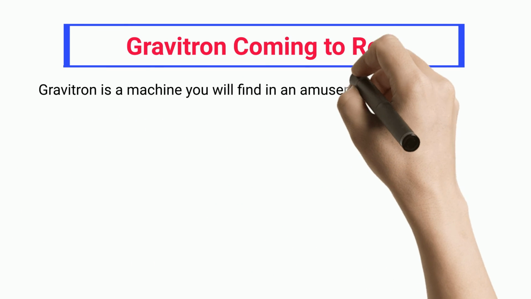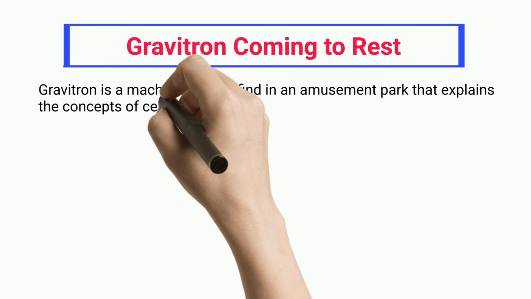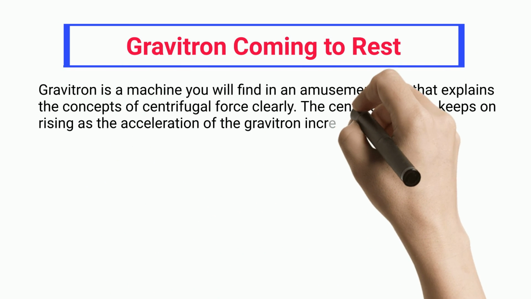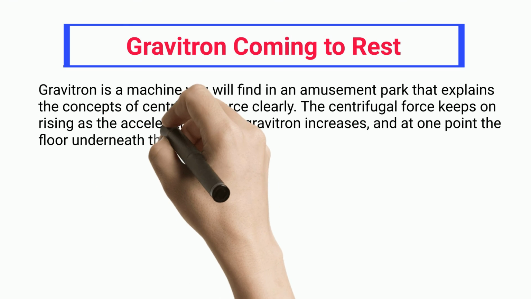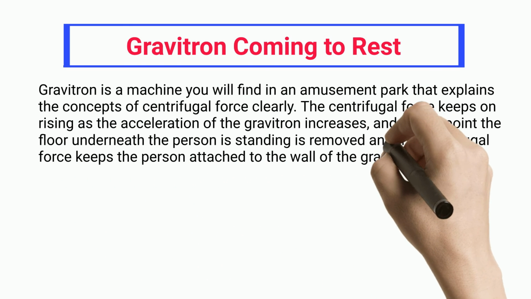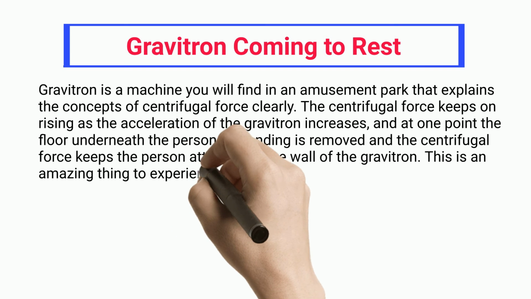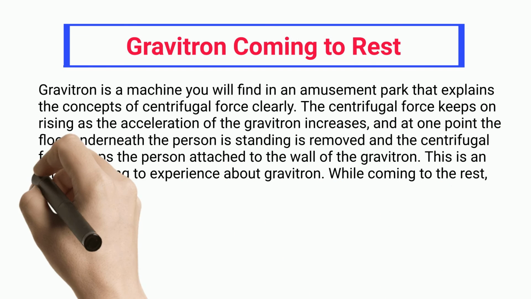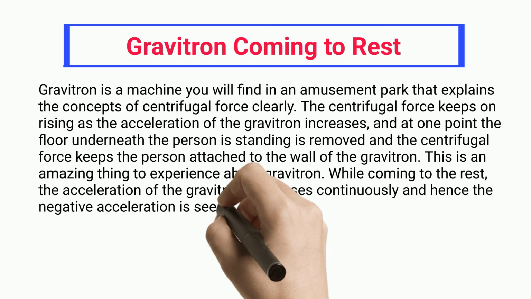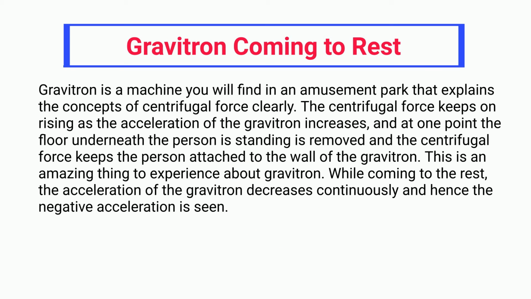Gravitron coming to rest. Gravitron is a machine you will find in an amusement park that explains the concepts of centrifugal force clearly. The centrifugal force keeps on rising as the acceleration of the gravitron increases, and at one point the floor underneath the person standing is removed and the centrifugal force keeps the person attached to the wall of the gravitron. This is an amazing thing to experience about gravitron. While coming to rest, the acceleration of the gravitron decreases continuously and hence the negative acceleration is seen.